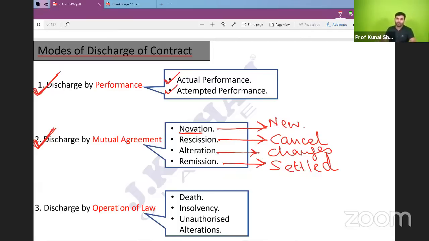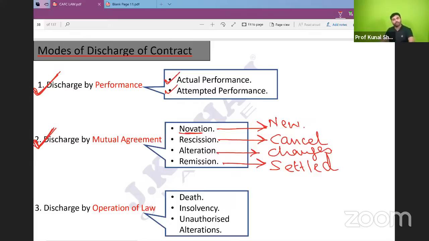Rescission means cancellation. I and JK sir entered into a contract, wherein as per the contract, I was going to travel to a place called Ahmedabad in order to take lectures from 10th April to 20th April. The contract got entered on 1st April, and the contract was scheduled to be performed from 10th April to 20th April. But on 5th April, I went to JK Shah sir and I said to him, sir, I can't go to Ahmedabad. I have got some personal problems.